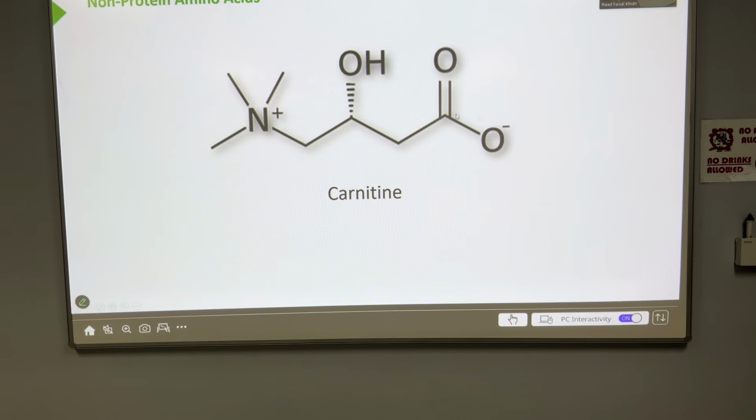Non-protein amino acids are amino acids that are not part of a protein. Just because amino acids are the building blocks of proteins, that does not mean that every single amino acid out there is making some protein. Some amino acids function on their own, like ascorbic acid. You know, vitamin C, that's an amino acid.